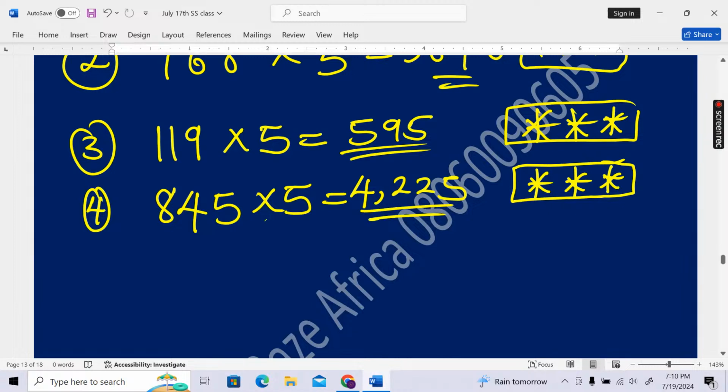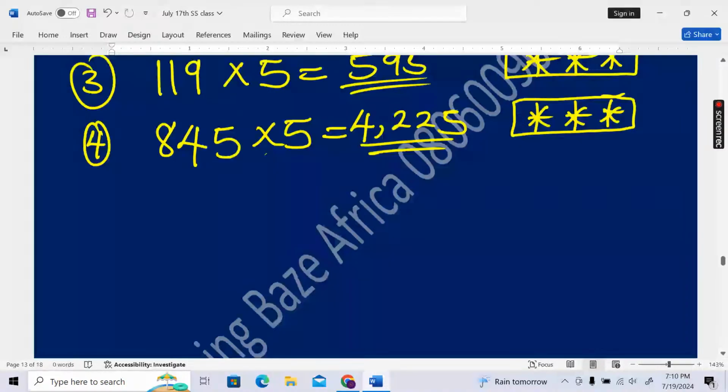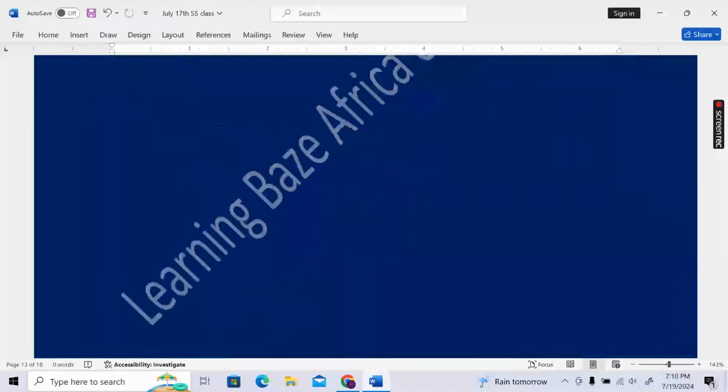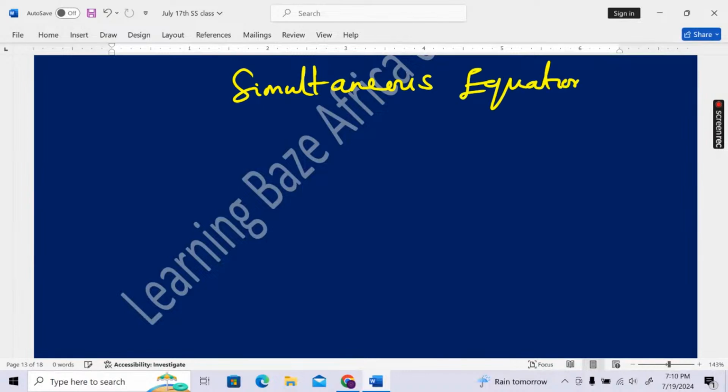Now, let's quickly go straight to solving general math. The topic that we'll be looking at is simultaneous equations. We'll be having some examples under simultaneous equations. Fantastic. I can see lots of stars.